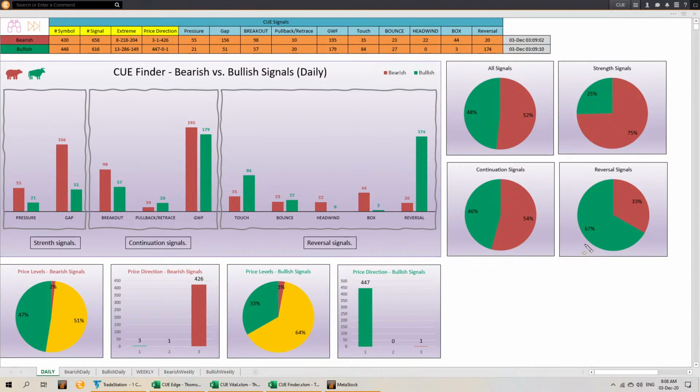Now, if you wanted to take reversal bullish trades, seeing that the majority of the reversal signals were bullish, then you might drill down into the individual reversal signals. Which signals were more bullish? Reversal candles, memory trend line touch, and also memory trend line bounce. Looking at that, you might look for bounce trade setups.